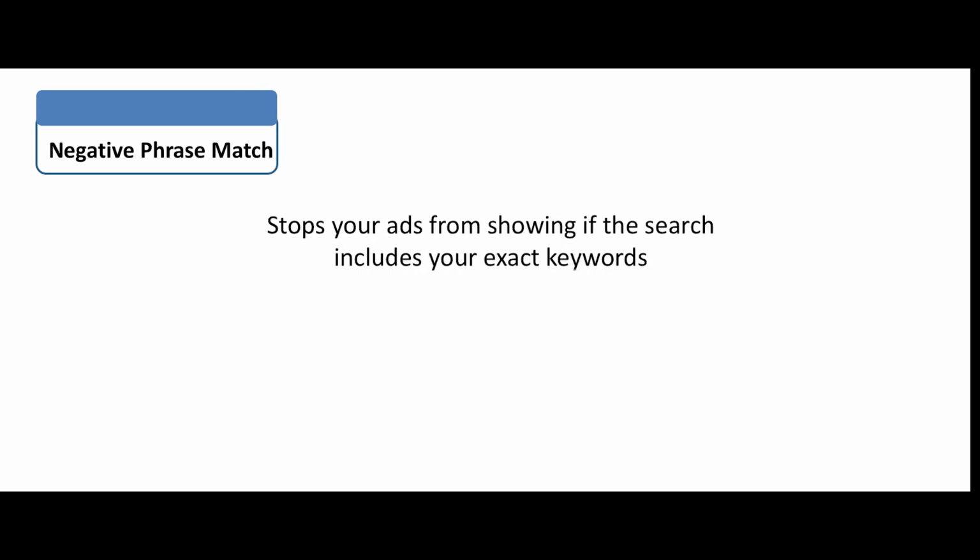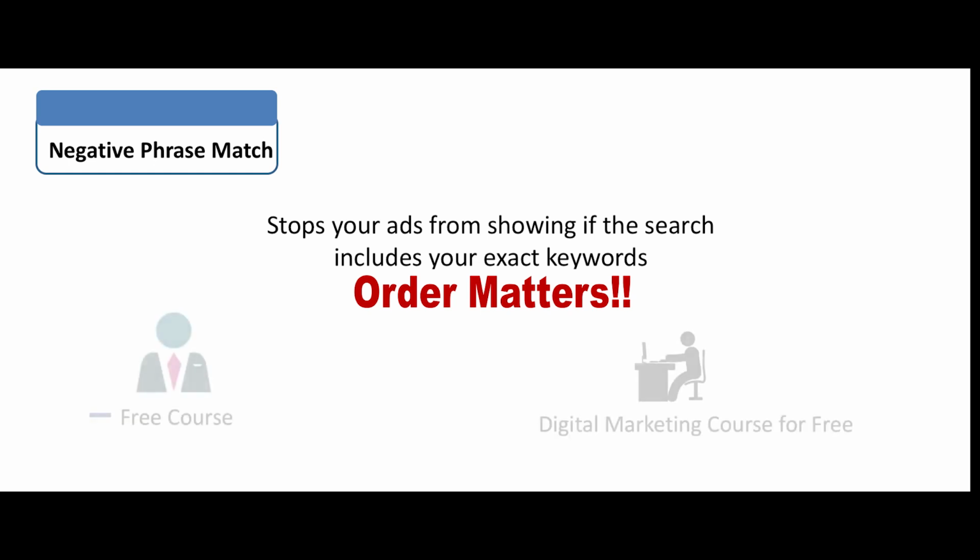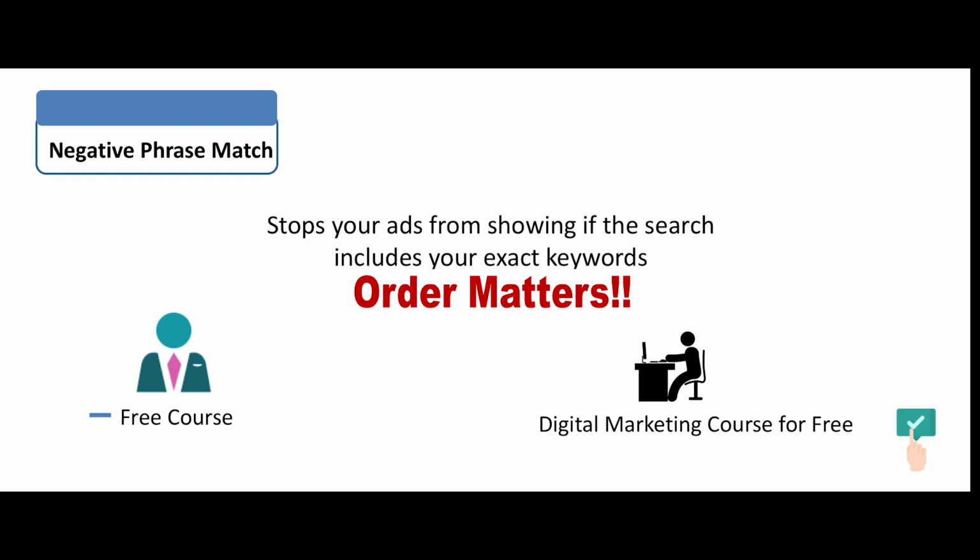Negative phrase match. Negative phrase match stops your ads from showing if the search includes your exact keywords. In this case, order matters. For example, if the negative keyword is free course, my ad will be visible if someone searches for digital marketing course for free, but it will not be visible if someone searches for free course on digital marketing.